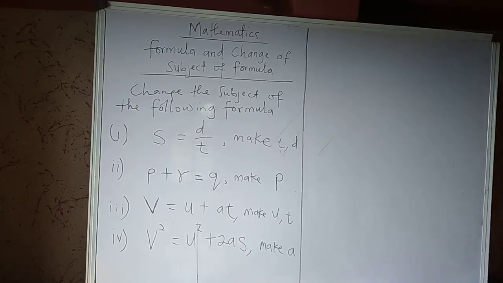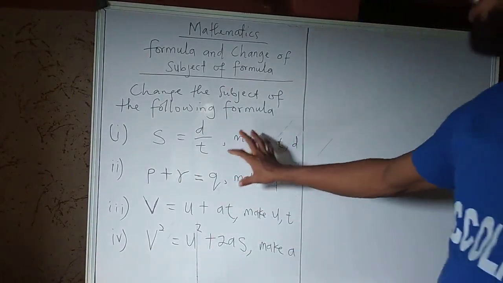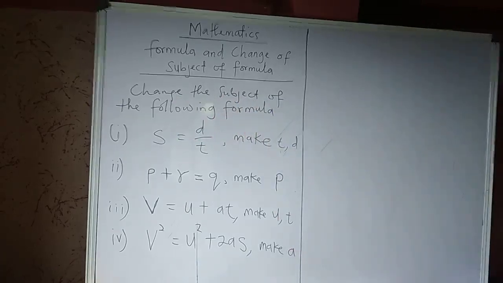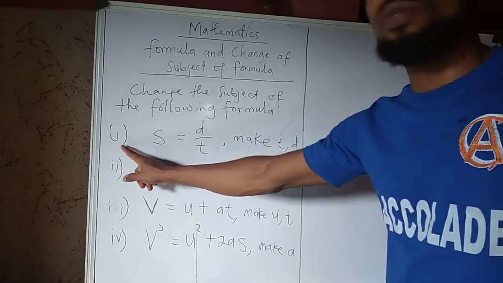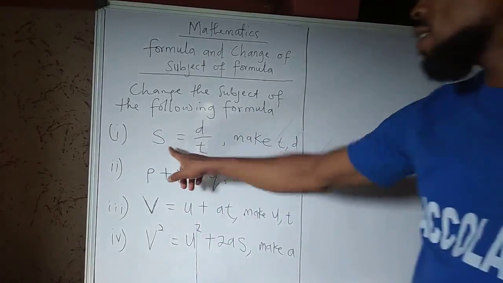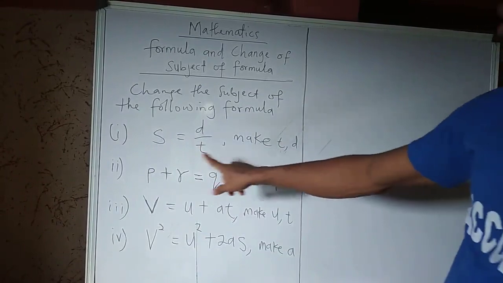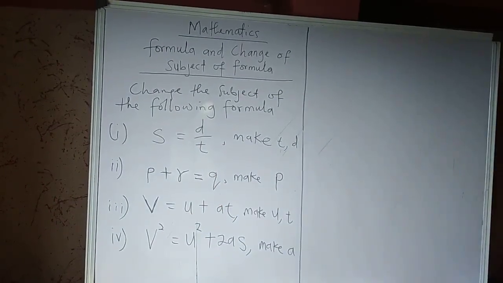Okay, so on formula and change of subject formula, we are going to be taking these examples. The question here says change the subjects of the following formula. In this first one, S is equal to D over T, right? So we are going to be making T the subject of the formula, and then after that we'll make D the subject of the formula.